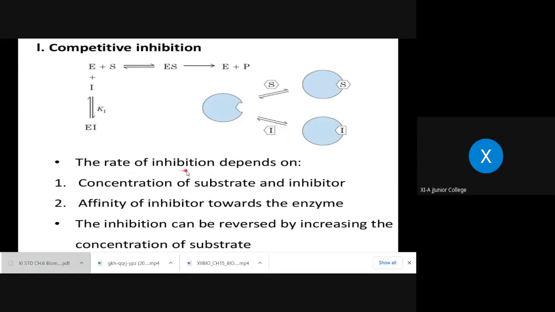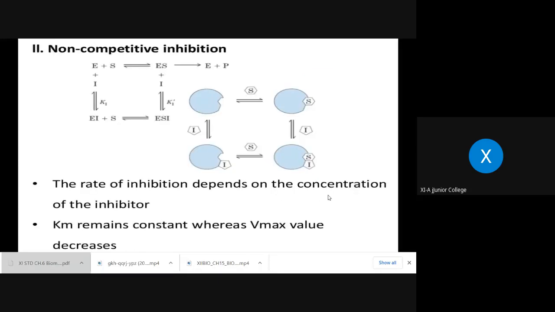That means the rate of the inhibition depends on the concentration of the substrate and inhibitor, as well as the affinity of the inhibitor towards the enzyme. If that inhibitor has more affinity than the substrate, then it will form the complex with the enzyme. So inhibition can be reversed by increasing the concentration of the substrate. If you increase the concentration of the substrate, automatically the inhibition rate will be reduced.